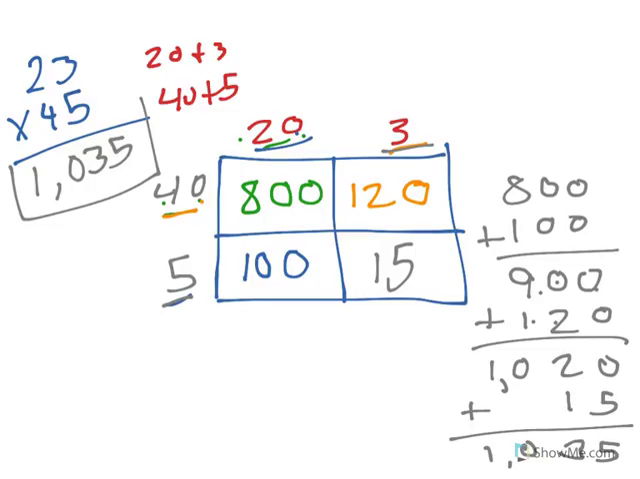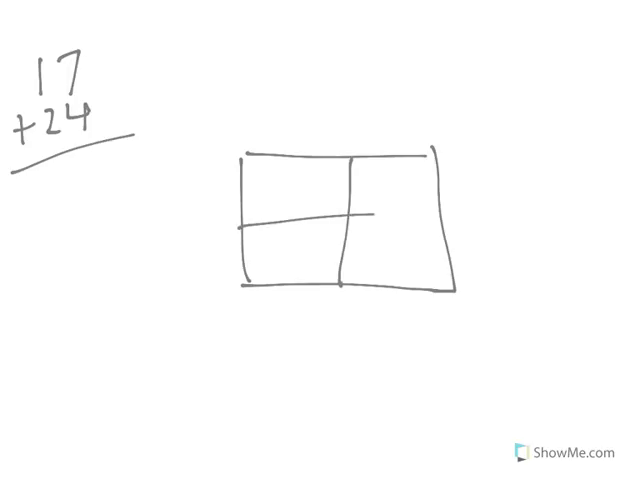Let's look at one more example of using the area model. Let's say that we have 17 times 24. So I'm going to start by drawing 4 boxes. I'm going to put each number into expanded form. 10 plus 7, 20 plus 4. I'm going to write 10 and 7 on the top, and I'm going to write 20 and 4 along the side.